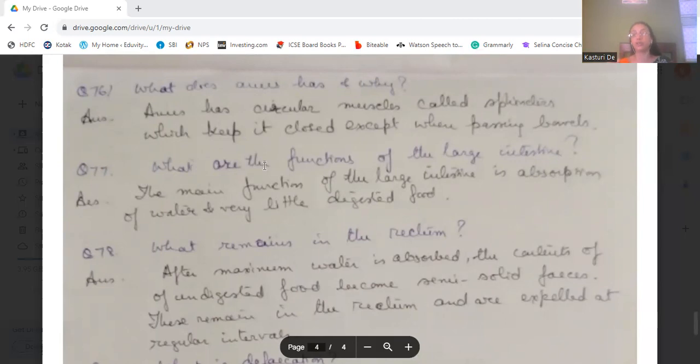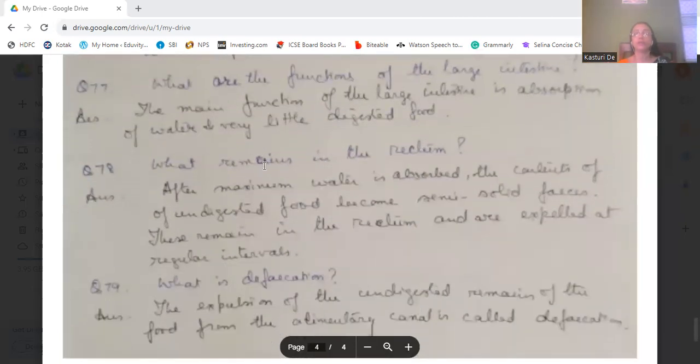Okay. What are the functions of the large intestine? The main function of the large intestine is absorption of water and very little of digested food. Sorry, I'm sorry, it will be digested food only, not undigested food. Very little of digested food, which are passing down, that can be absorbed here. But mainly what comes out is undigested food.